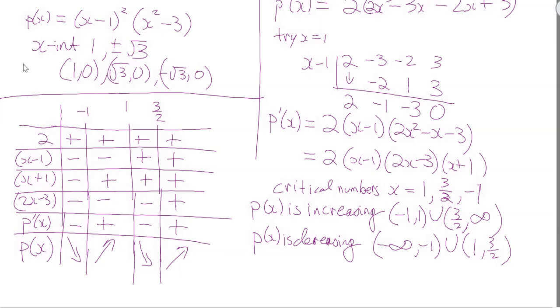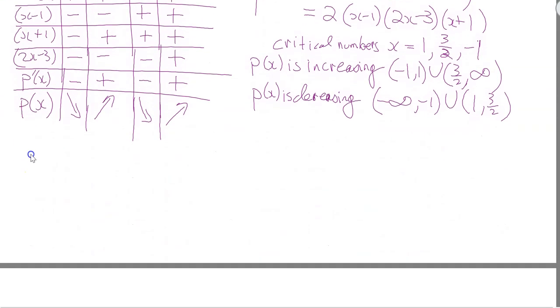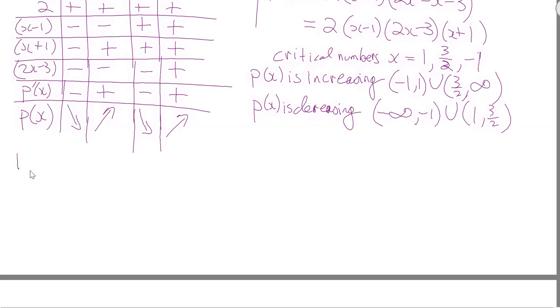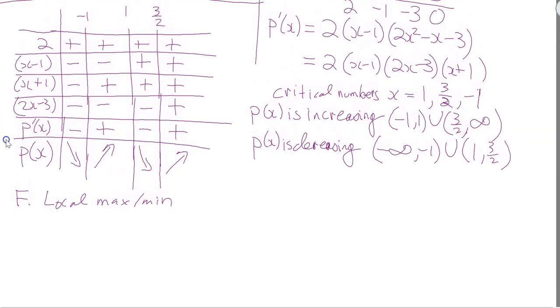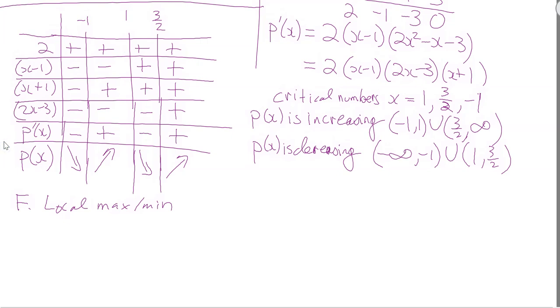What's next? Local max and min, right? So we squeeze this in. F, is that F? Yeah, local max min. Get this down. So we've got a minimum, a local minimum at x equals negative 1. So local min, f of negative 1.